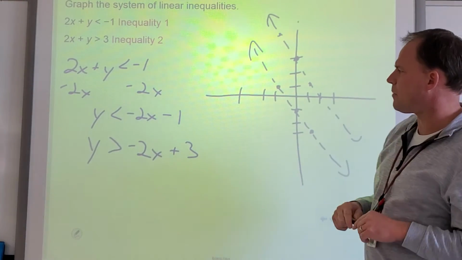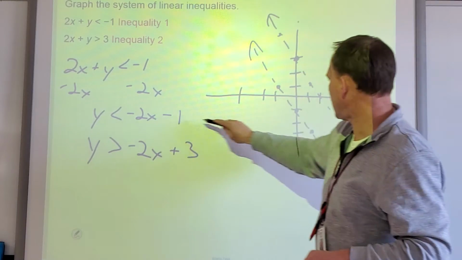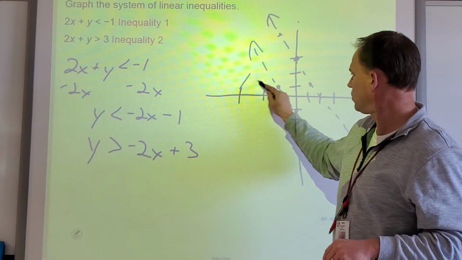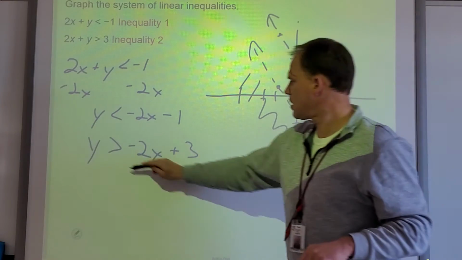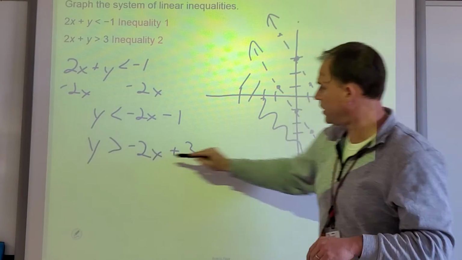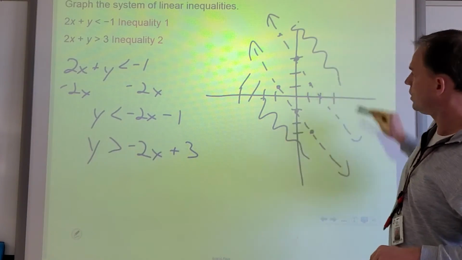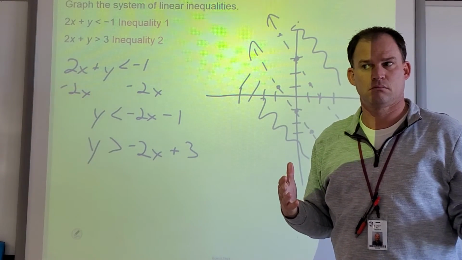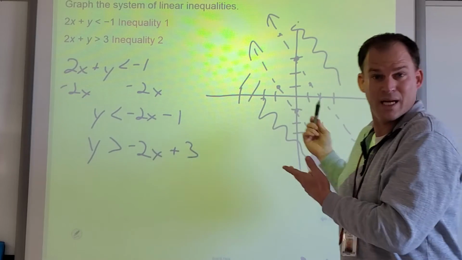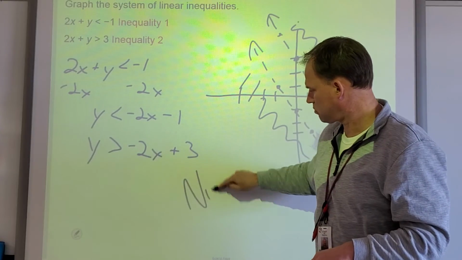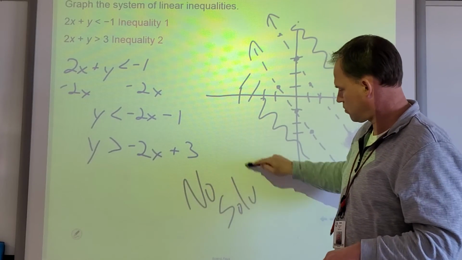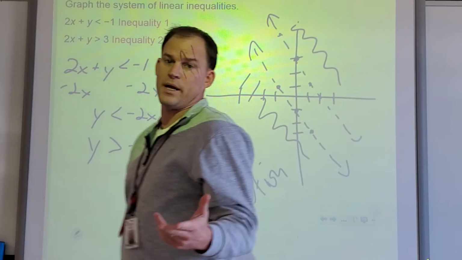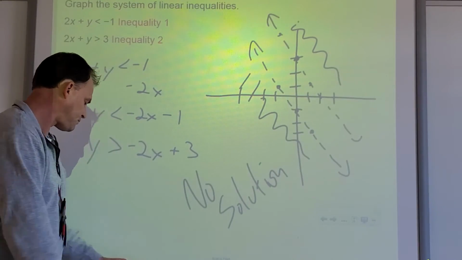So let's see what happens here. So the first line, this -1 here, I am below. The +3 one, this one up here, I am above. So where's the overlapping region here? So this one is, but they won't always be that way. All right?